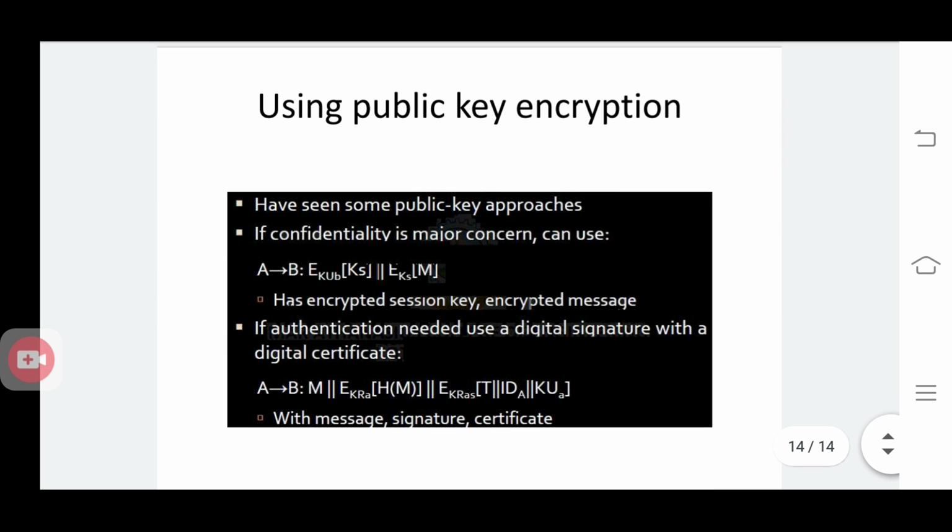Next one is by using public key encryption. One-way authentication is also possible with it. For that, a public key approach is used. Here, the main concern is the confidentiality of the messages. So there will be an encrypted session key and encrypted messages. A to B communication is by using the encrypted session key and encrypted messages concatenated. Here also there is a need of a key distribution center to generate a KS.